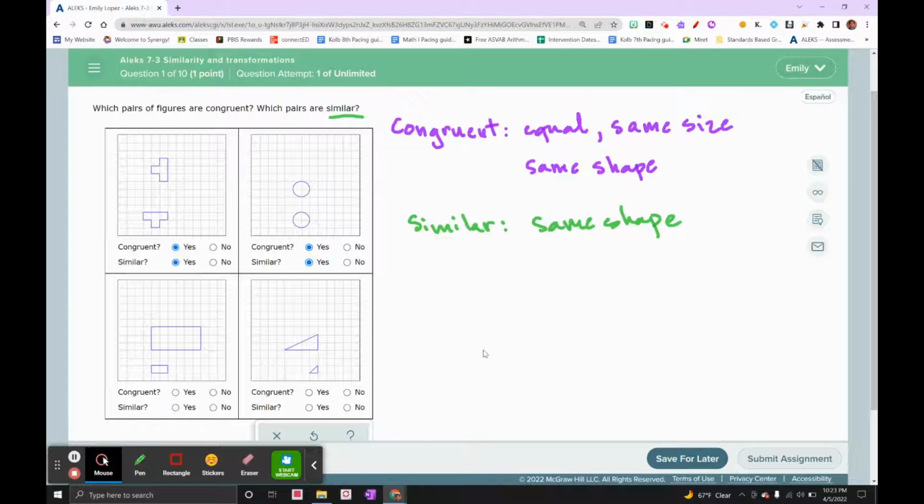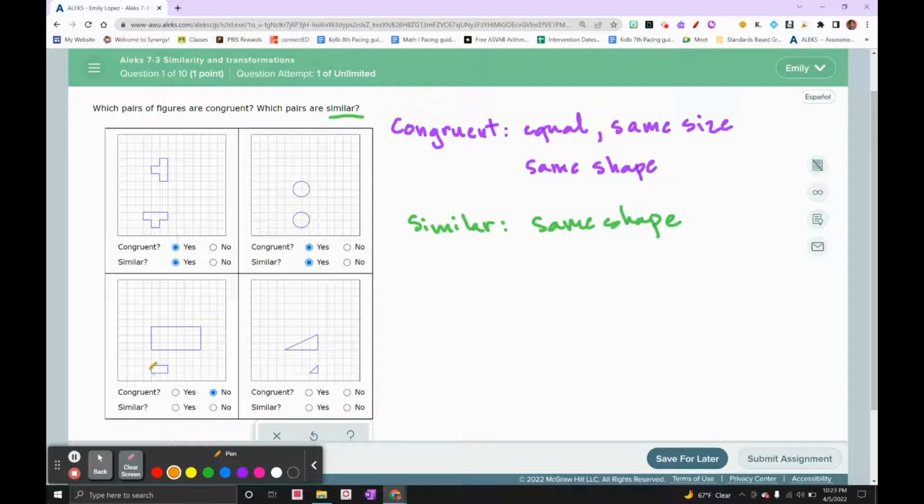All right, the one down below. What do you think about this one? Is this one congruent or not congruent? Do they look the same? Do they have the same size? Sorry, they don't have the same size, so it's not congruent. One more time, congruent means equal. It has to be exactly the same. They are similar, yes or no? I'm not sure if they are similar.